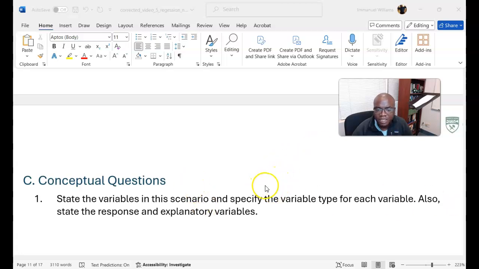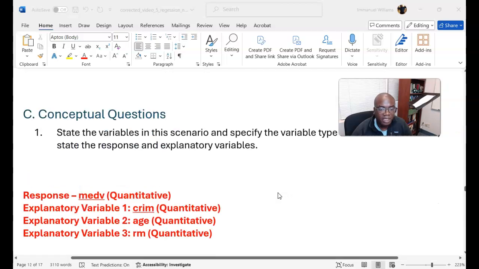So state the variables. Ideally, you would have specified the variables that we dealt with earlier: crime, average room, age, and the other one, as well as median value of the home. And so they're all quantitative. Age, crime, and room. I did say that. My apologies. And specify what's the explanatory variable. Order doesn't matter here. And then that's that.